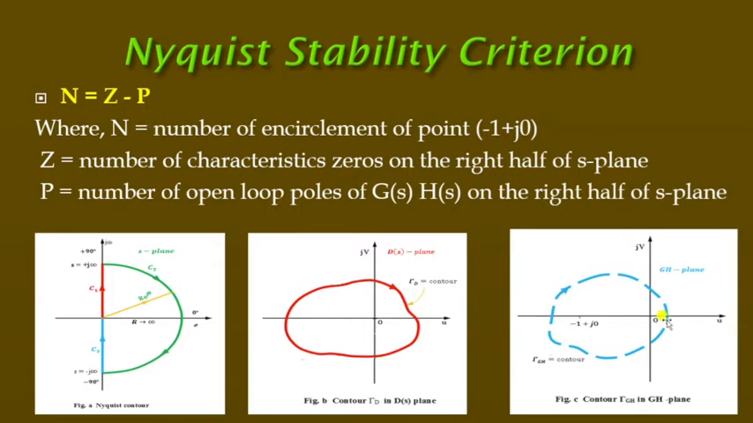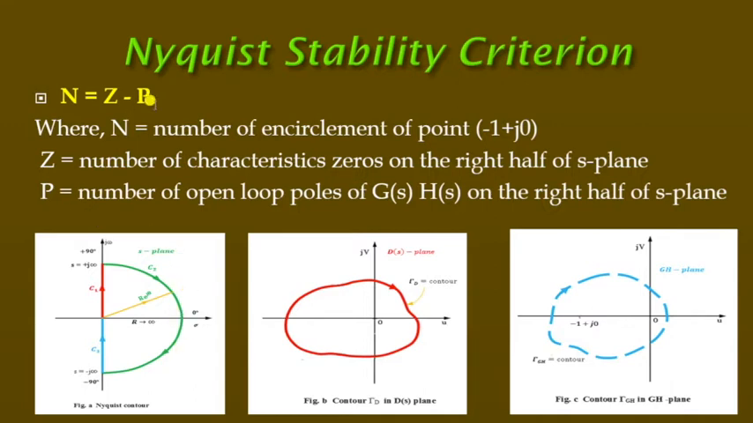counterclockwise encirclement of the minus 1 plus j0 point. That is, the locus, this capital gamma GH contour, will encircle the point minus 1 plus j0 N times in the direction opposite to the direction of the Nyquist contour in the S-plane.